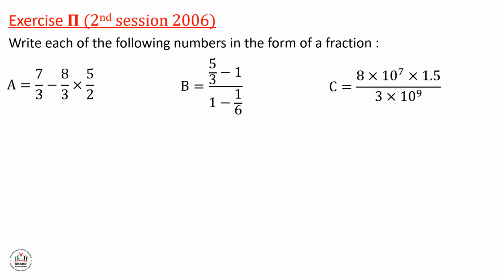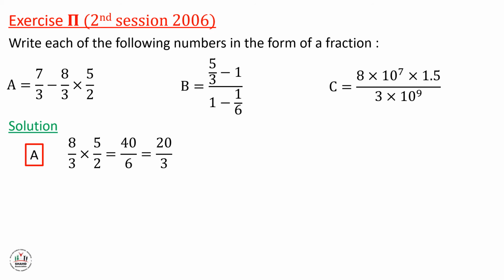Now let's solve another exercise from the second session of the official exams 2006. We want to write each of the following numbers in the form of a fraction. Let's start with A. Of course, we need to follow the order of operations to solve this fraction. So we need to start with multiplication. 8 over 3 times 5 over 2 is equal to 40 over 6, or 20 over 3 after simplification, of course. 40 divided by 2 is equal to 20, and 6 divided by 2 is equal to 3. And we can use either one of them to continue our calculation.